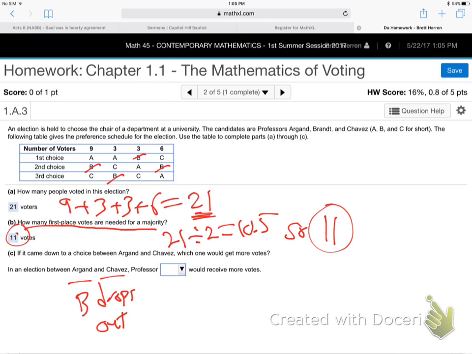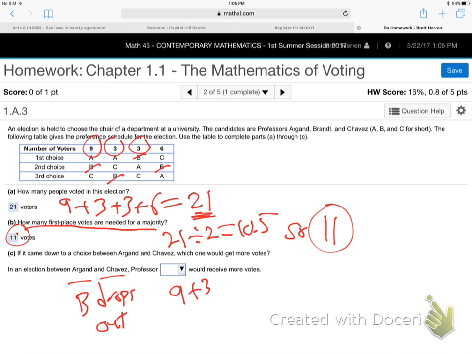These 9 people, they've liked A all along, they would still like A. These 3 people, they've liked A all along, they don't care that B dropped out, they still like A. These 3 people, they used to like B, but B dropped out. Who do they like best now? A, who was their second choice. So the 9, the 3, and the 3 would all now like A best if it was just A and C. They really don't like C, right?